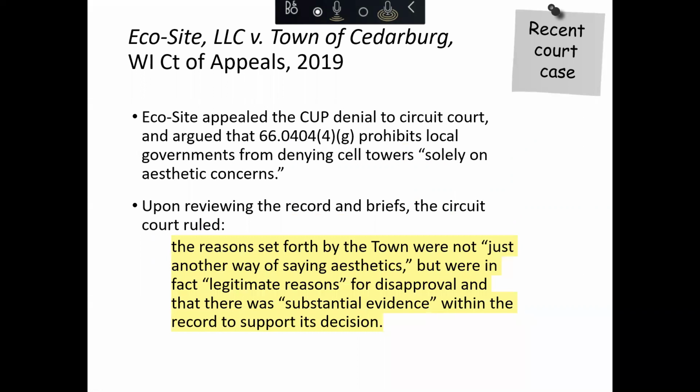EcoSite appealed the conditional use denial to circuit court, and argued that this 66 section of statute prohibits local governments from denying cell towers solely on aesthetic concerns. Upon reviewing records and briefs, the circuit court ruled that the reasons set forth by the town were not just another way of saying aesthetics, but were in fact legitimate reasons for disapproval, and that there was substantial evidence within the record to support its decision.